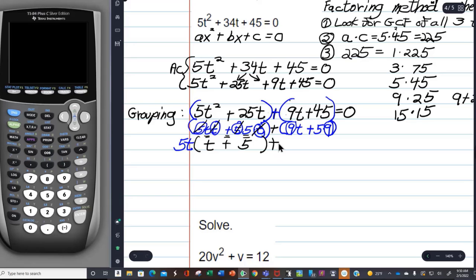And now I do the same thing back here. Both of these terms have a 9, so the GCF is a 9. I write the 9 in front of the parentheses I write next. I mark out the 9 in both terms so I don't make a mistake. And then I write t plus 5.